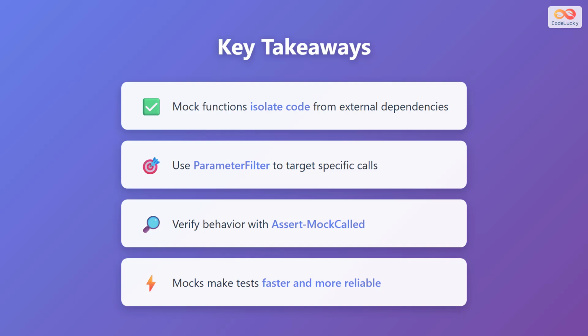Let's review the key concepts from this lesson. First, mock functions isolate your code from external dependencies, making tests more reliable and focused. Second, use ParameterFilter to target specific calls when you need fine-grained control over which invocations are mocked. Third, always verify mock behavior using Assert-MockCalled to ensure your code interacts with dependencies correctly. Finally, remember that mocks make your tests faster and more reliable by eliminating slow operations and unpredictable external systems. With these techniques, you can write comprehensive tests that give you confidence in your PowerShell code.